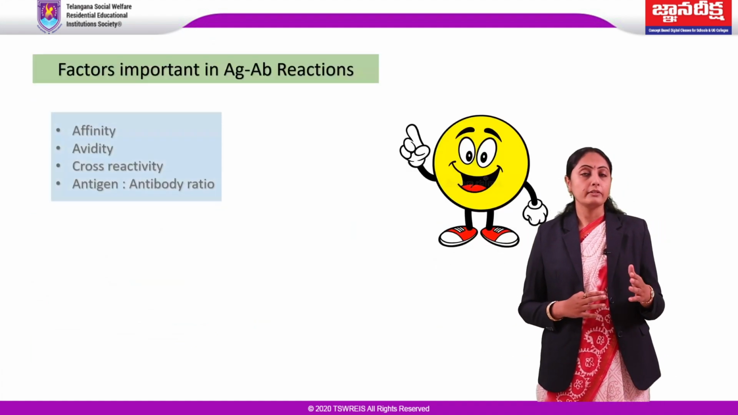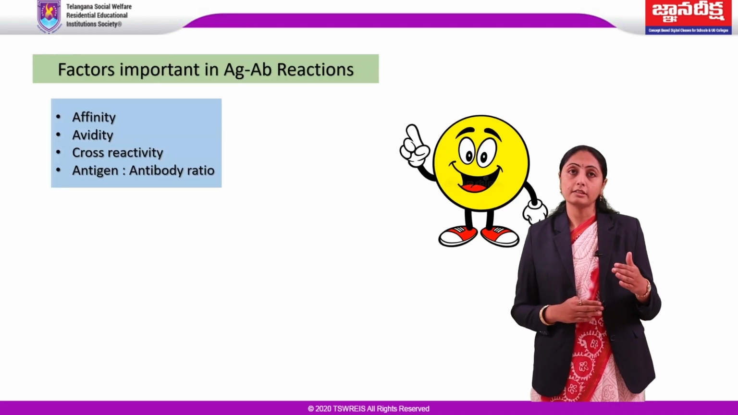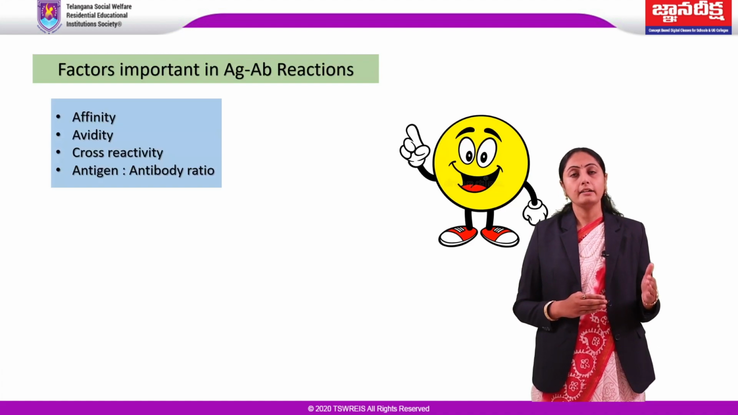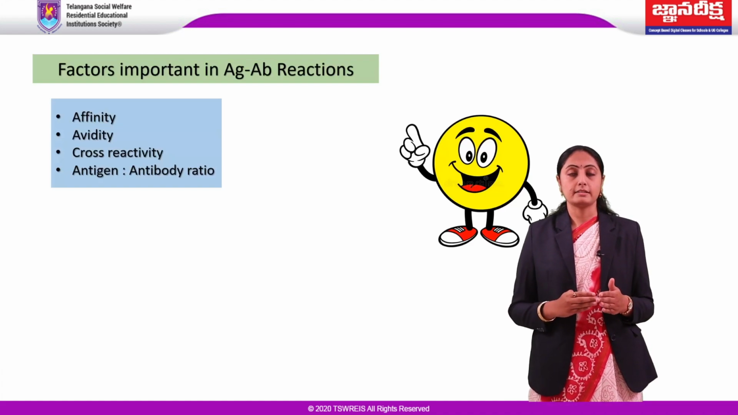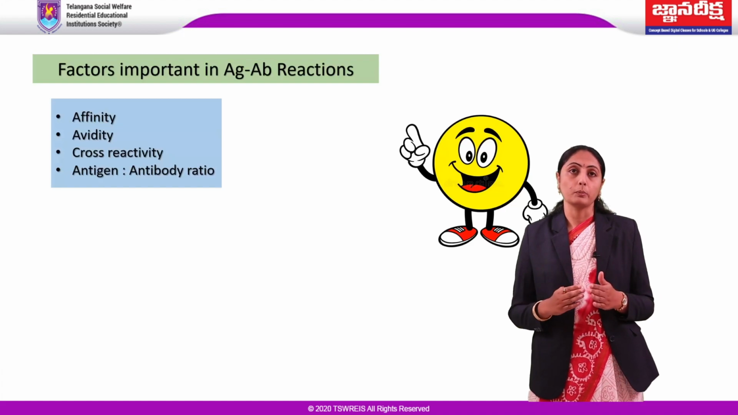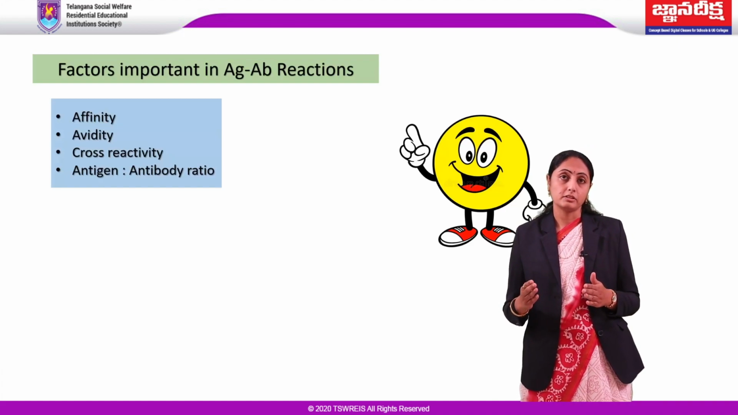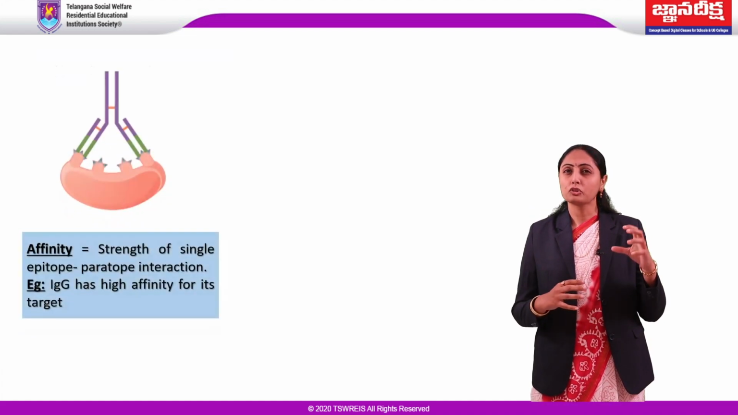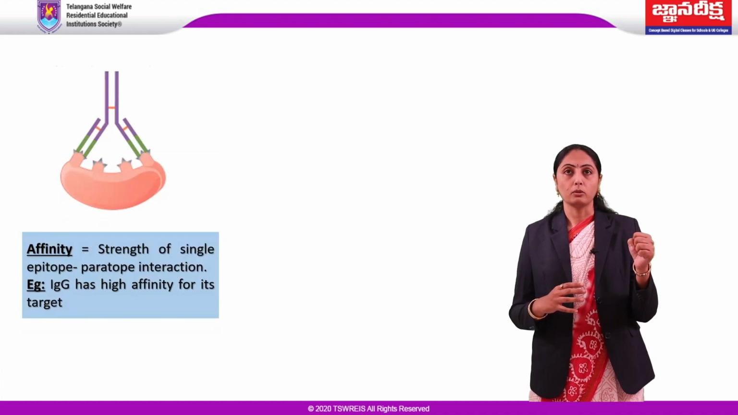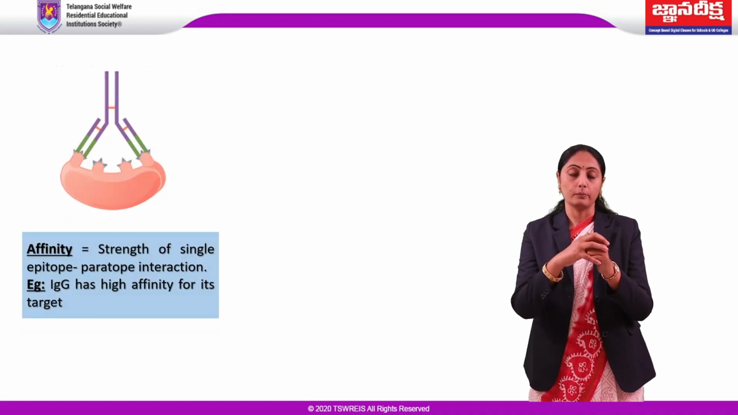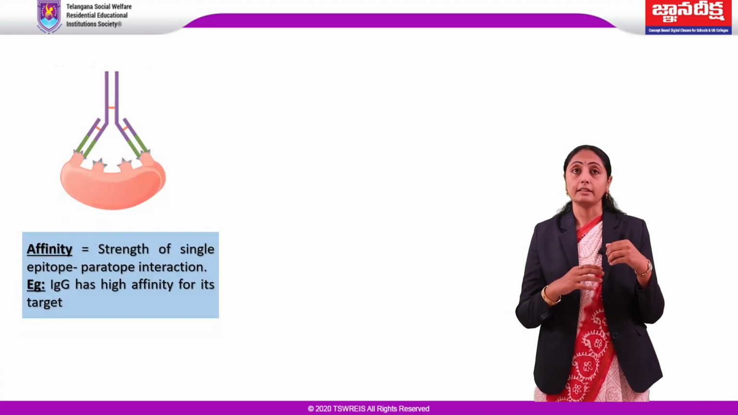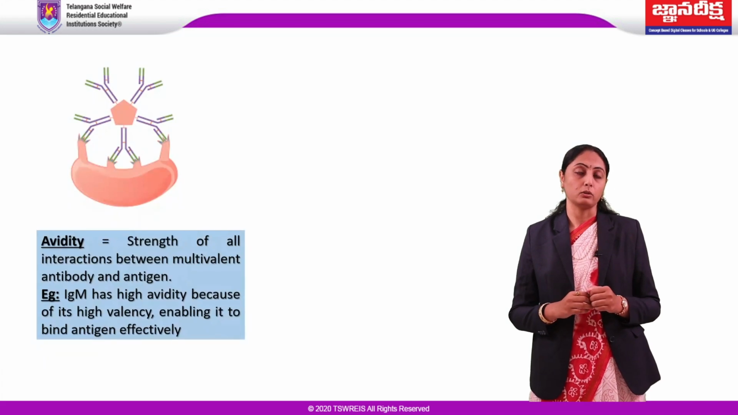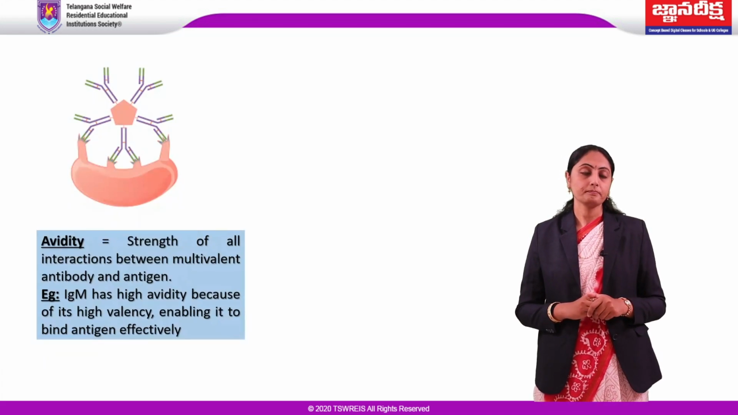Let us have a look at various factors that influence antigen-antibody reaction. These include affinity, avidity, cross-reactivity, and the concentration of antigen and antibody, also called the antigen-antibody ratio. Let's understand these factors one by one with an example. Affinity refers to how strongly a single epitope and a paratope are bound, whereas avidity is the overall binding strength of multiple epitopes and paratopes on a single antigen.